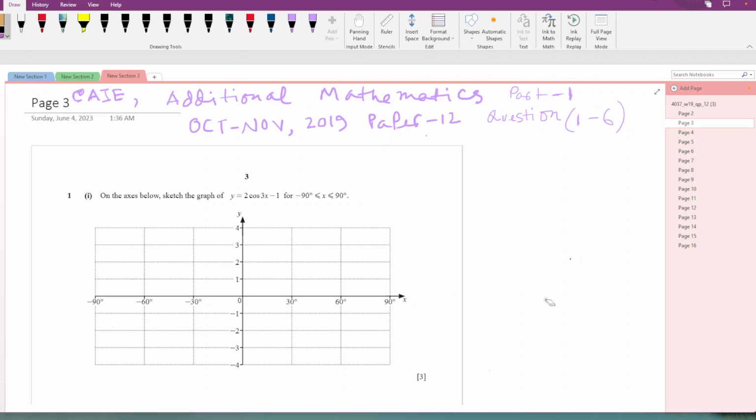This is the Cambridge Additional Mathematics paper, year 2019, October-November, variant 12. I divide the paper into two parts. The first part consists of questions 1 to 6, and I am solving it.